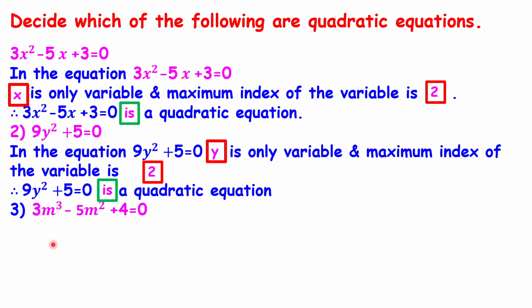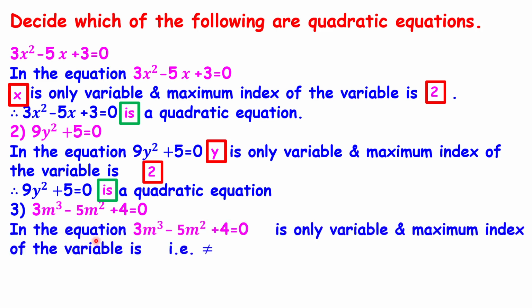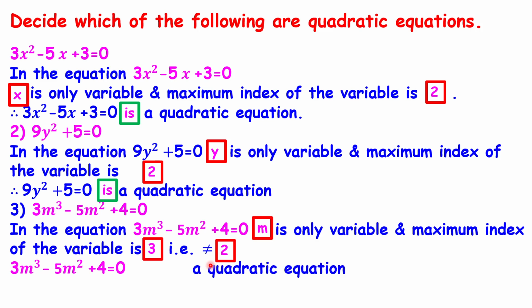3m cube minus 5m square plus 4 equal to 0. In the equation 3m cube minus 5m square plus 4 equal to 0, which is the variable in this equation? M is the variable. And the maximum index of the variable m is 3. That is not equal to 2. Therefore the equation 3m cube minus 5m square plus 4 equal to 0 is not a quadratic equation.